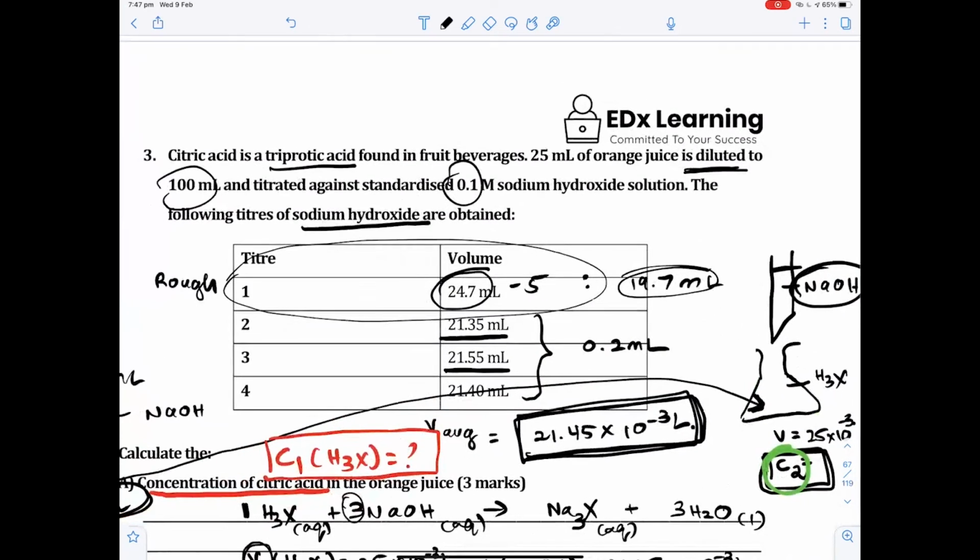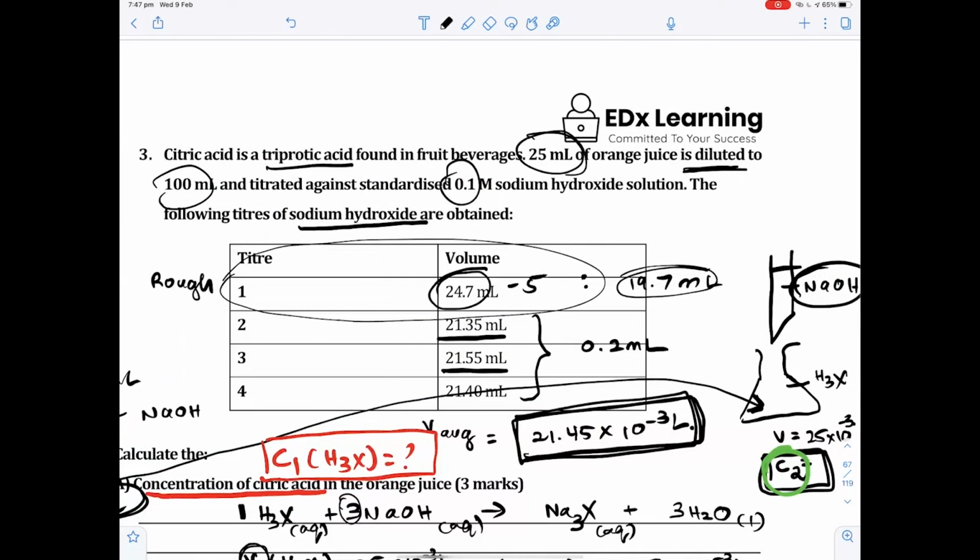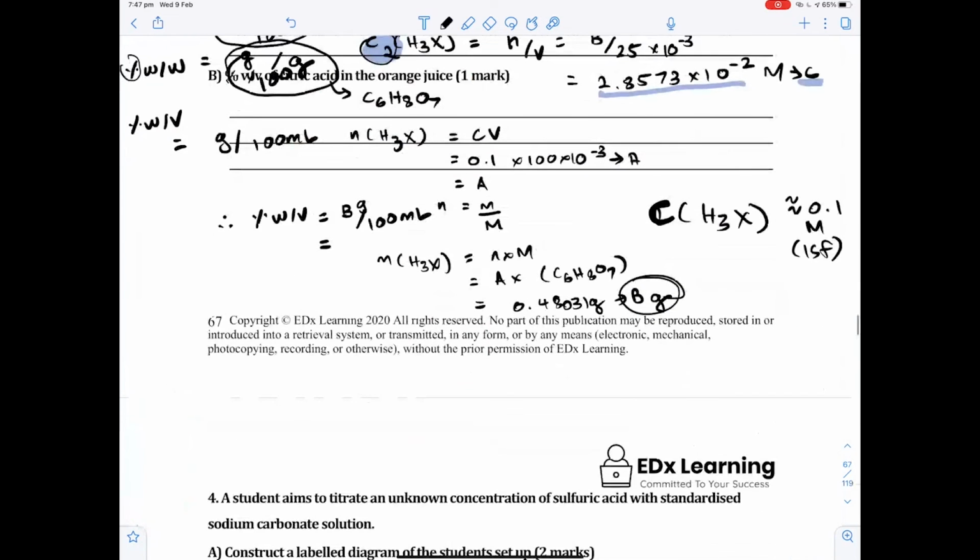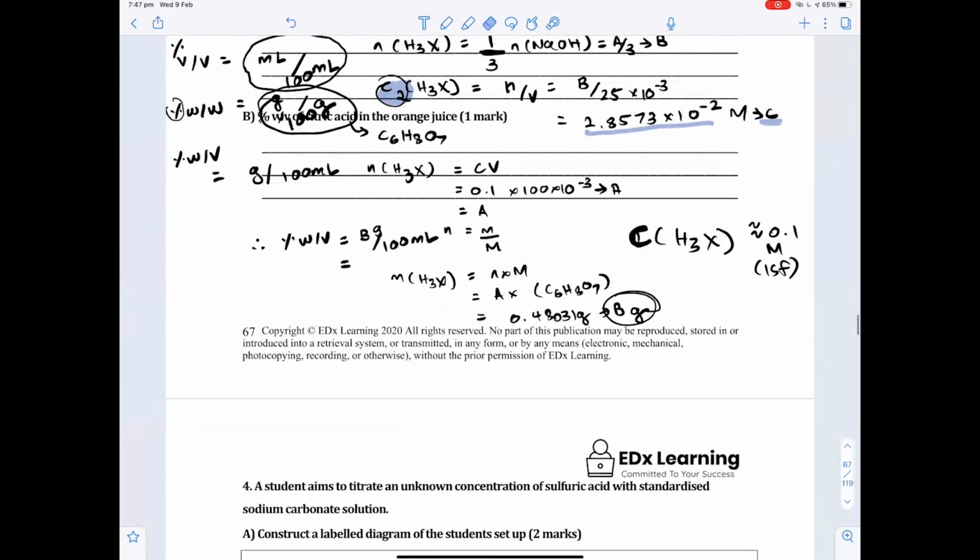Oh, sorry, it was 25 ml. 25 ml was the initial volume of the orange juice. So I apologize. It was diluted to 100. So we have B grams in 25 ml. Is everyone with me? Right?